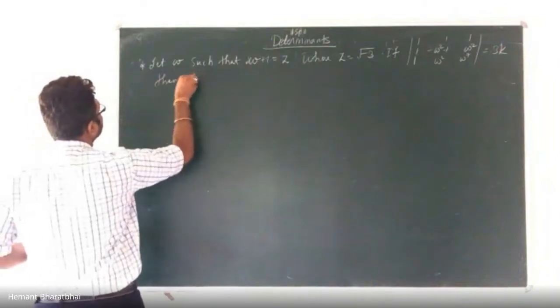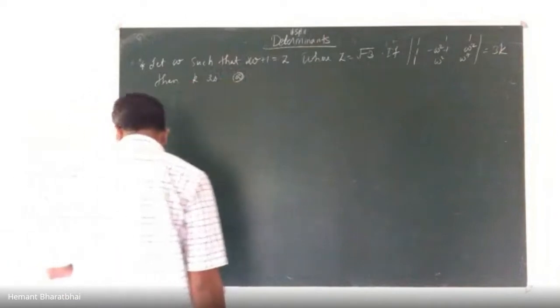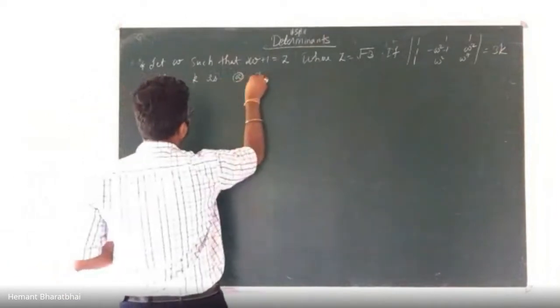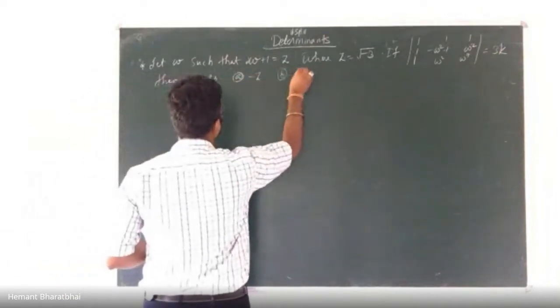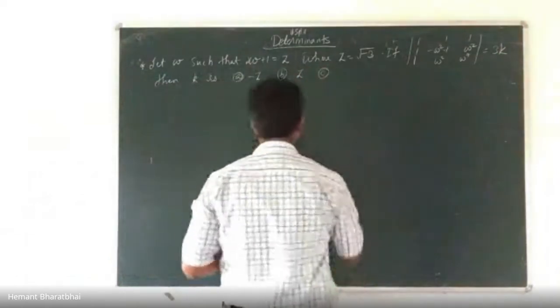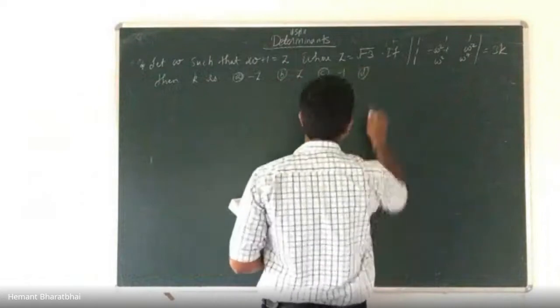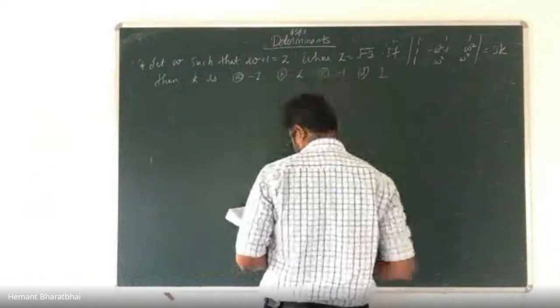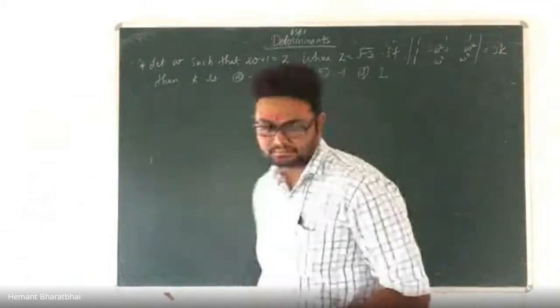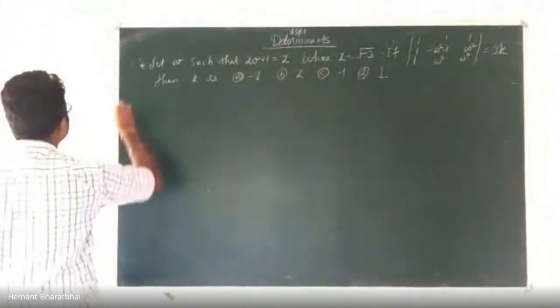Option A, k is equal to minus z. Option B, k is equal to z. Option C, k is equal to minus 1. And option D, k is equal to 1. So this has come in the year 2017.